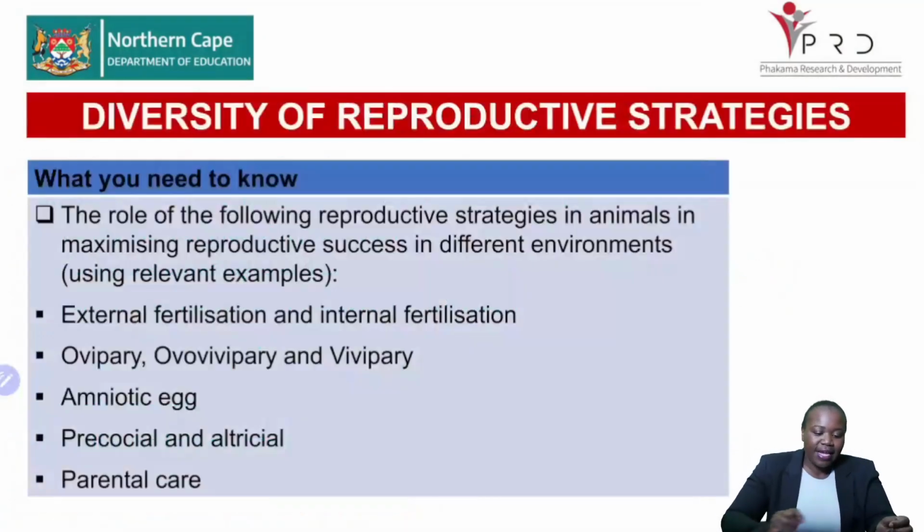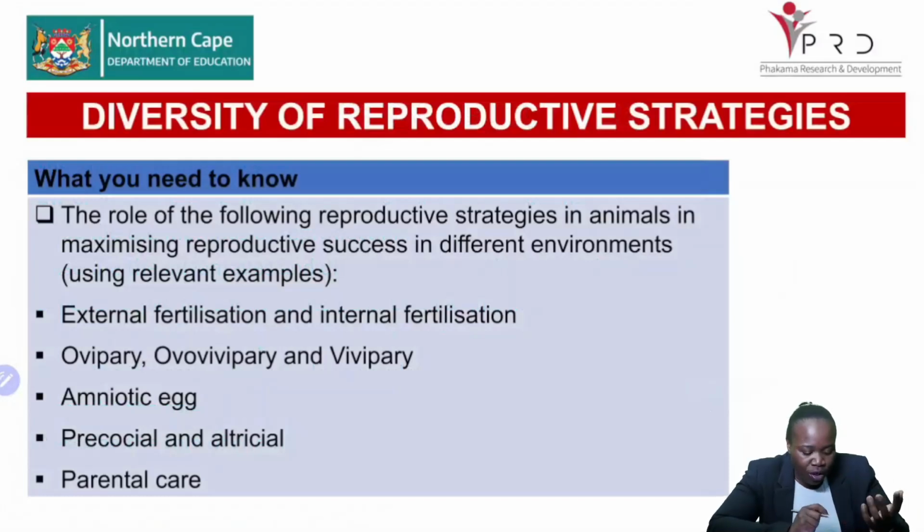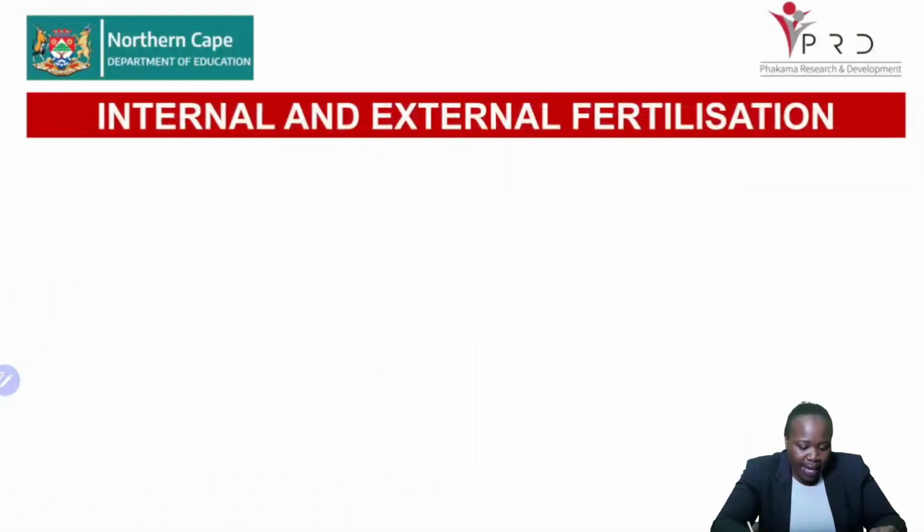Right. All right. Now, for the things that we will be looking at in diversity of reproductive strategies, as I've said, internal and external fertilization, ovipary, ovovivipary, as well as vivipary, together with the amniotic egg, precocial and altricial development, and as well as parental care.